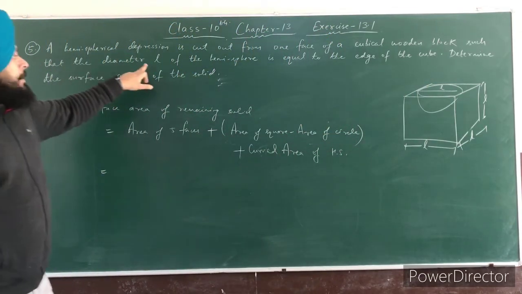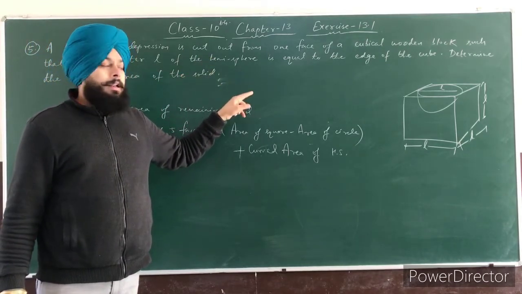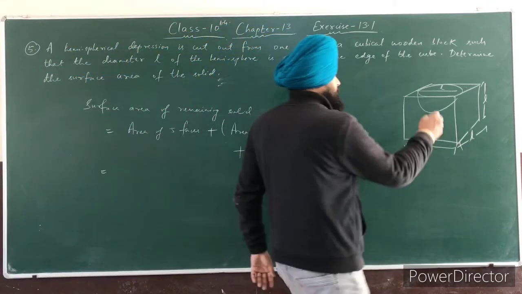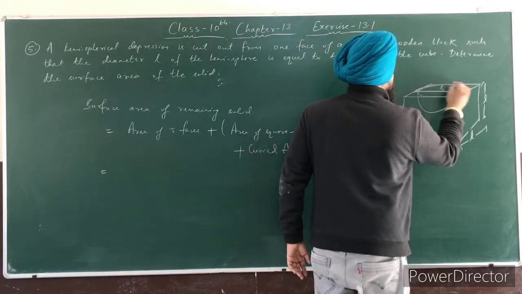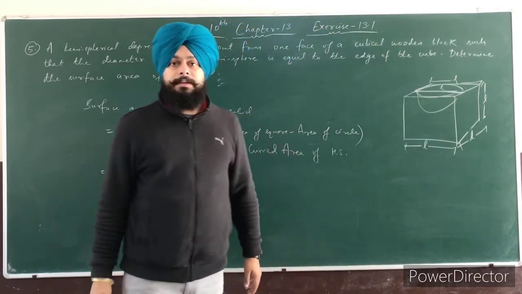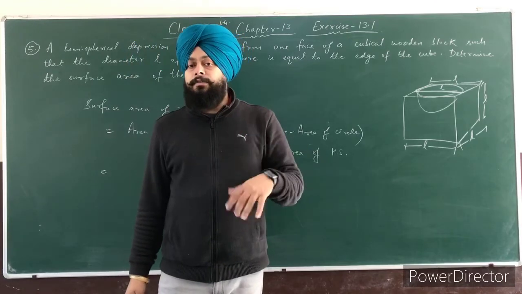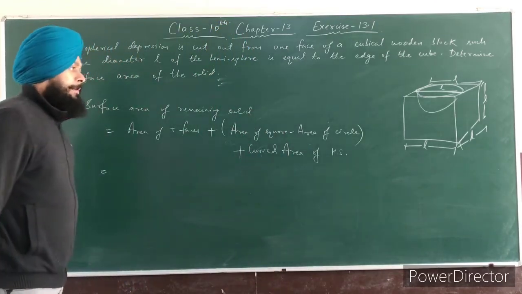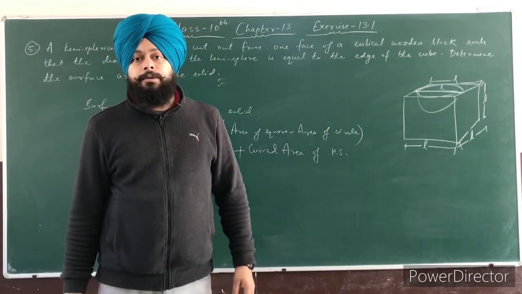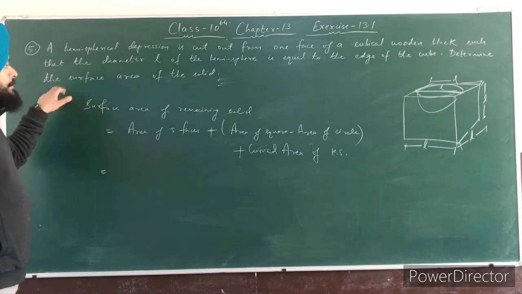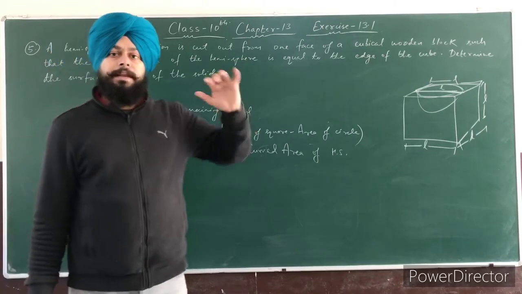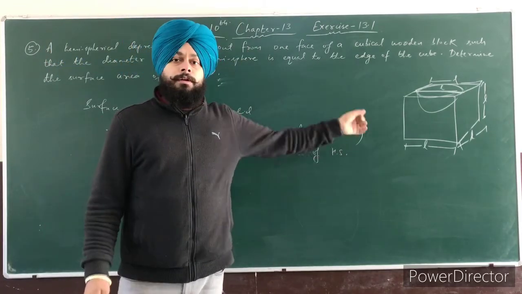In which the diameter L of the hemisphere is equal to the edge of the cube. It means the diameter of this hemispherical portion is equal to the edge of the cube. If the diameter is L, then what is the radius of this hemispherical portion? It is L by 2. Find the surface area of the remaining solid. So again, it is the same as question number 4. We have to find the remaining surface area of this cubical wooden block.